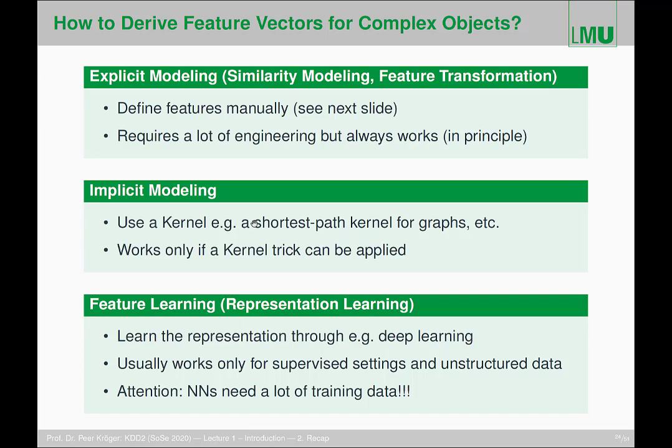if your method allows the kernel trick. For example, support vector machines, as you probably recall from KDE1, allow the kernel trick. So you can classify graphs if you use a shortest path kernel. But again, you have to be clear that the design of the kernel is something like a manual feature transformation in some sense. So if you use a different kernel for graphs, you will get different patterns, of course.